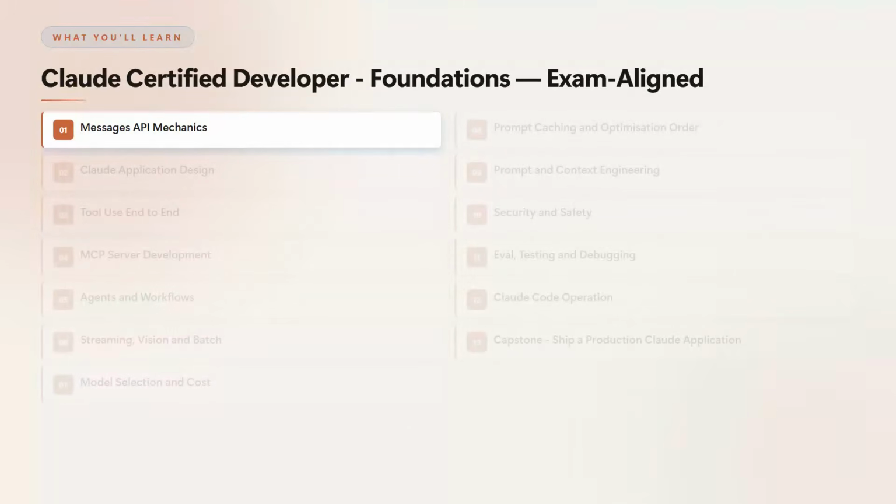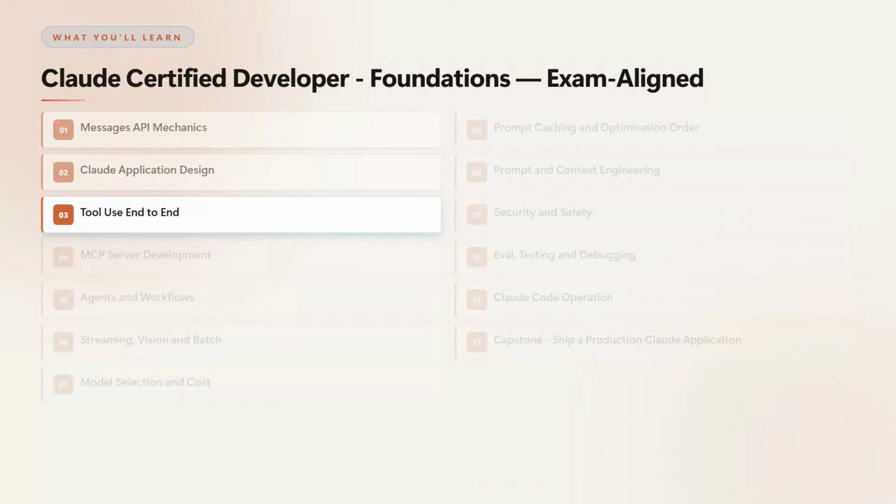In Messages API mechanics, you call the API directly, controlling system prompts, multi-turn conversations, and stop sequences to shape Claude's output. Claude Application Design has you architect a complete application, separating prompt logic from business logic and managing conversation state across sessions. Tool Use End-to-End connects Claude to external functions. You define schemas, handle tool call loops, and parse structured responses.